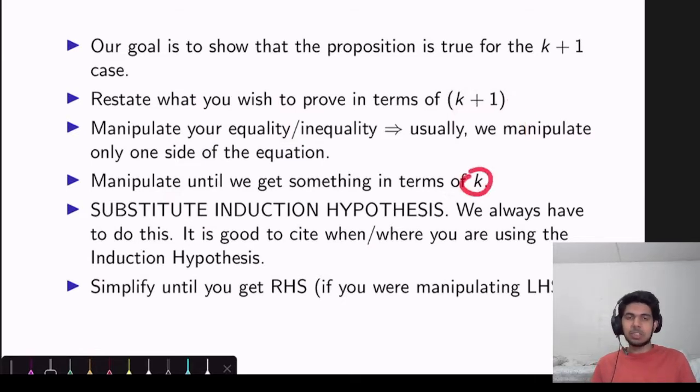Once we get it to this good reduction point, we're going to substitute the induction hypothesis. You might wonder why it's in all caps. Well, it's pretty important to do that. That's the whole point of having the induction hypothesis, and we always have to do this.